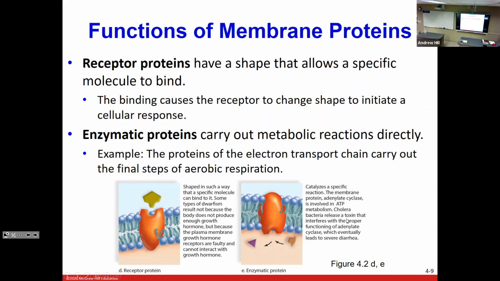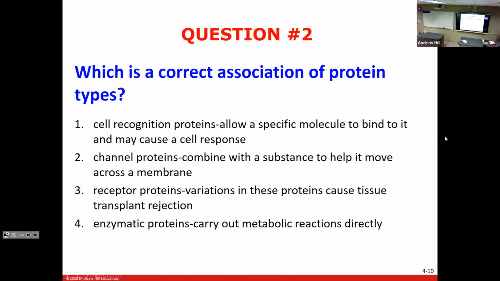All right, let's go on. Here's a question. Which is a correct association of protein types? Go ahead and talk to your neighbor if you want to. Think about what the correct answer is, and we'll give you a moment to think. Anyone want to volunteer? No? You're still thinking? Okay, I'll let you think.